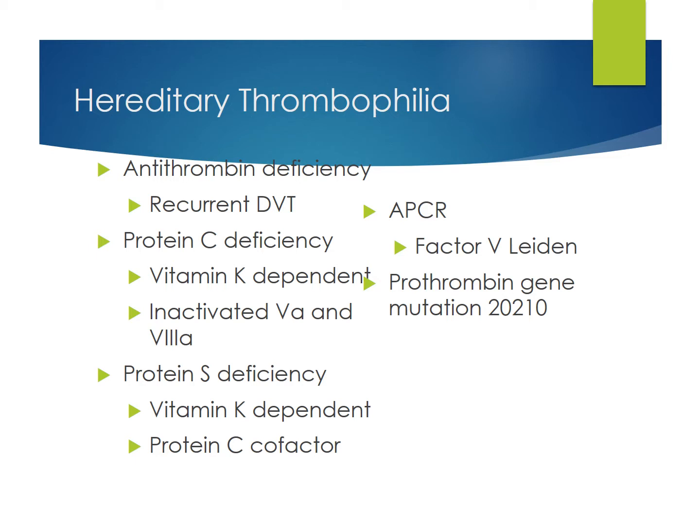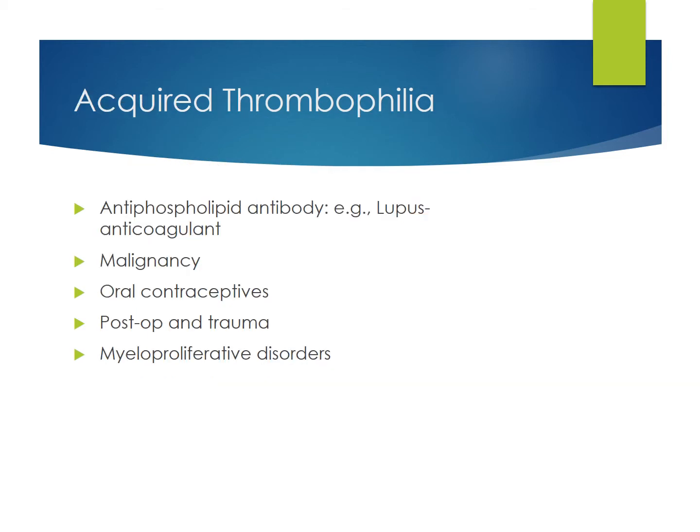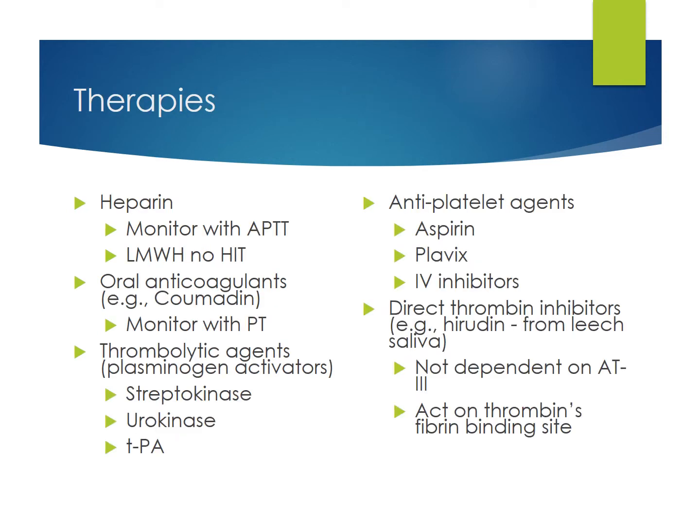Your antithrombin 3 deficiencies, protein C and S, and factor V Leiden, all of these are hereditary and produce a hypercoagulable state. On the acquired end of things, you can have an antibody, a cancer, or several other disease states that will cause a hypercoagulable condition. How can you treat that?